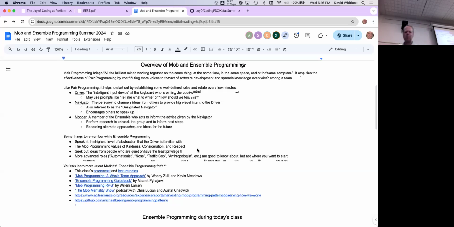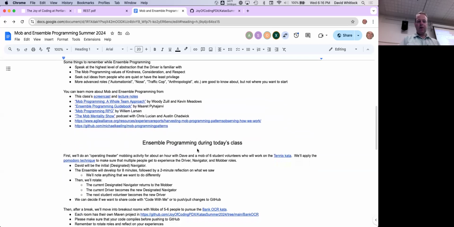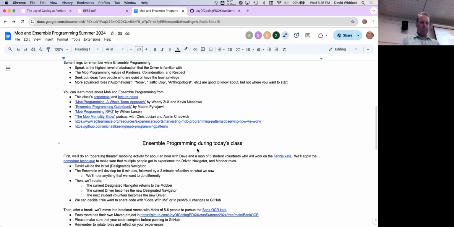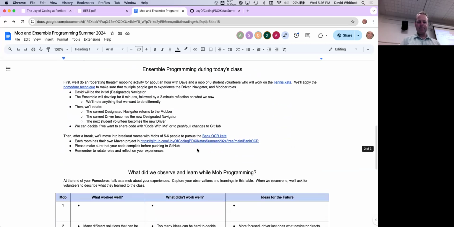As we saw last week, this creates a different dynamic than pair programming. You've got different stuff going on, and I want you to be able to experience it again now that you've had a taste of what it was like. So here are some more things to remember. I'm not going to walk through all of them.